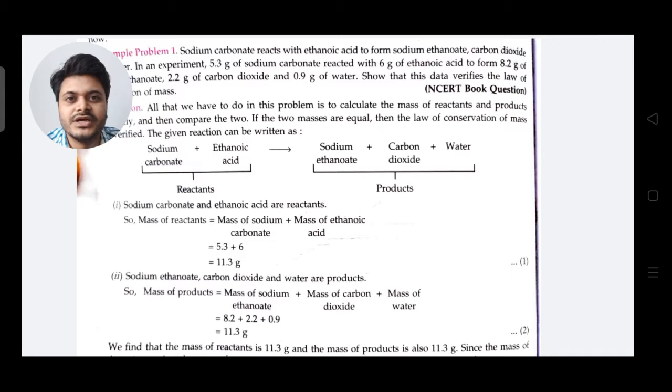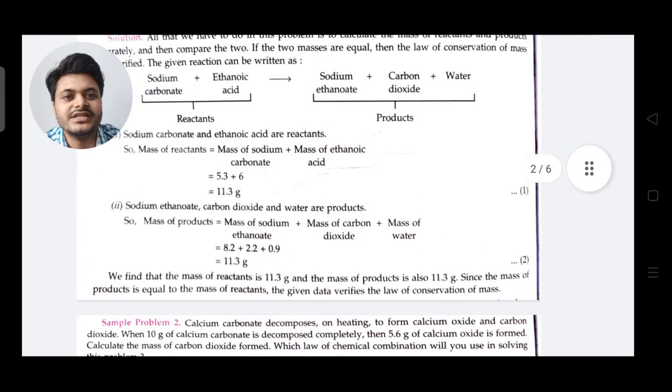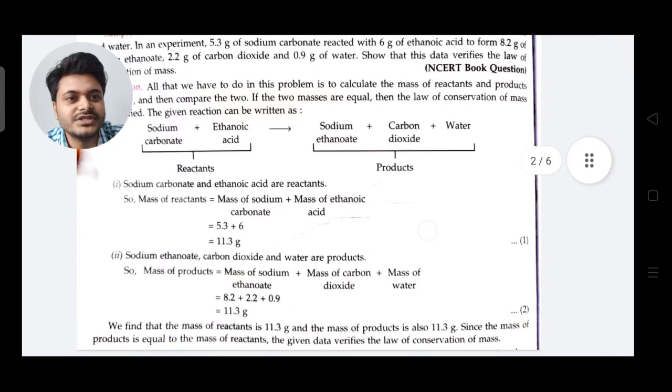Next, we'll find out the mass of products. Just now we have found out the mass of reactants, now we'll find out the mass of products. In the given question, you can see sodium ethanoate, carbon dioxide and water are products. So the mass of products is equal to mass of sodium ethanoate plus mass of carbon dioxide plus mass of water, which is equal to 8.2 plus 2.2 plus 0.9, which is equal to 11.3 gram. So you can see here we find that the mass of reactants is 11.3 gram and the mass of products is also 11.3 gram.